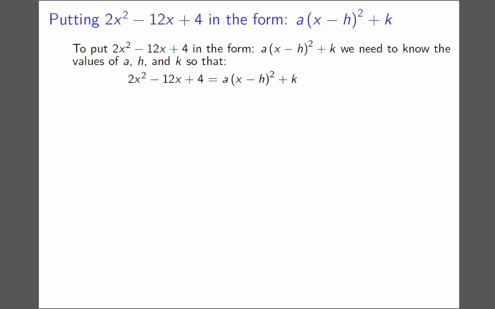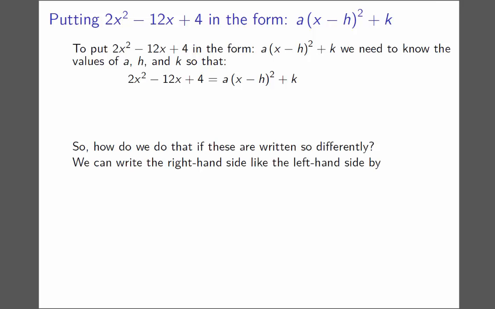To put 2x squared minus 12x plus 4 in the form a times (x minus h) squared plus k, we need to know what the values of a, h, and k are, so that 2x squared minus 12x plus 4 equals a times (x minus h) squared plus k. But how do we do this when they're written so differently?